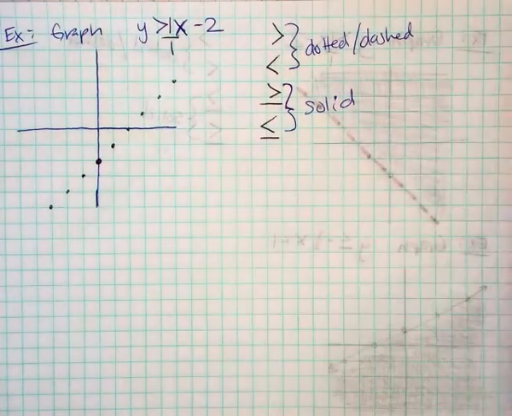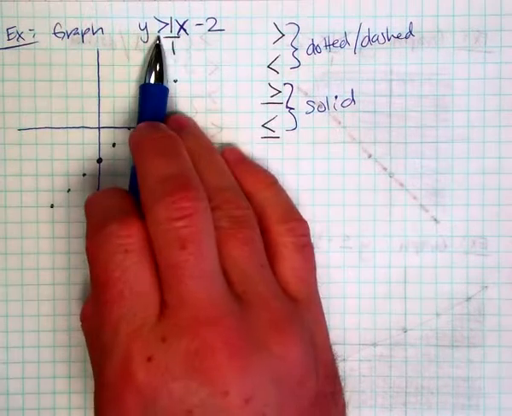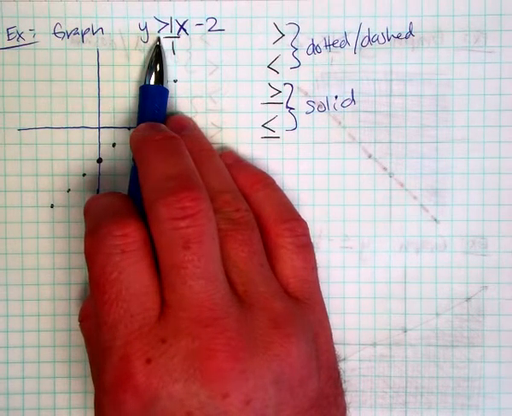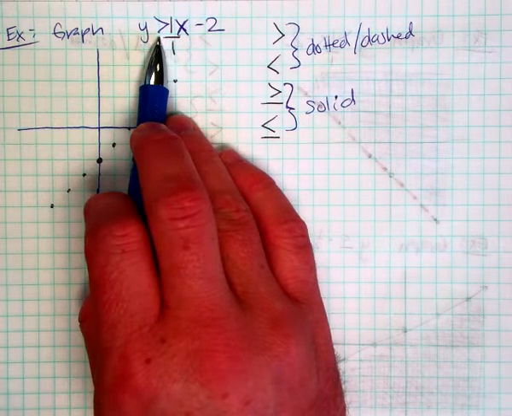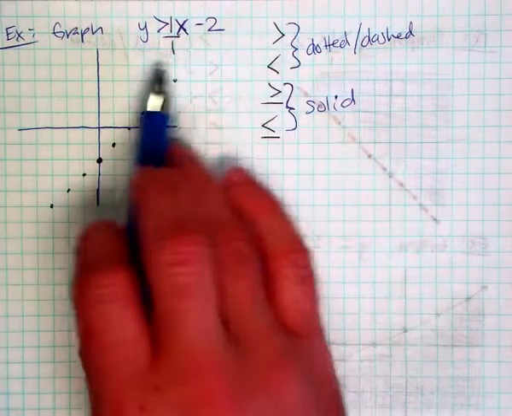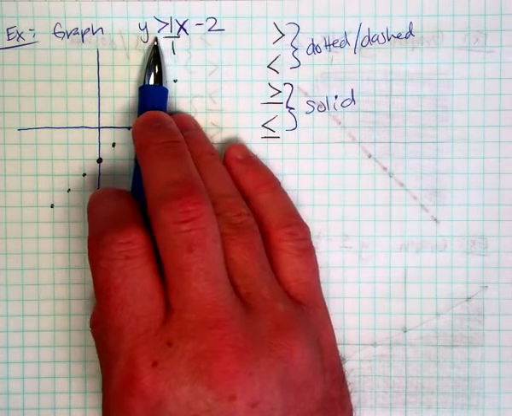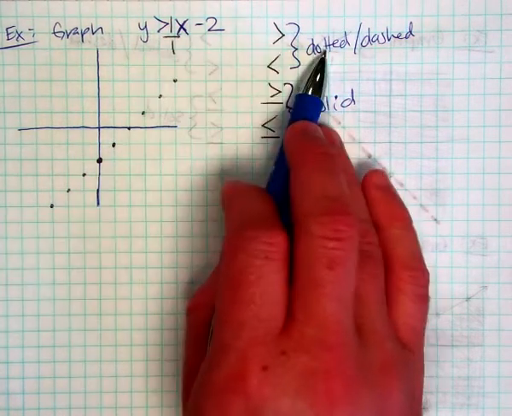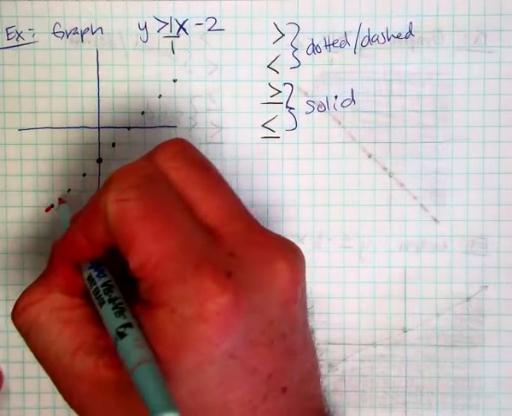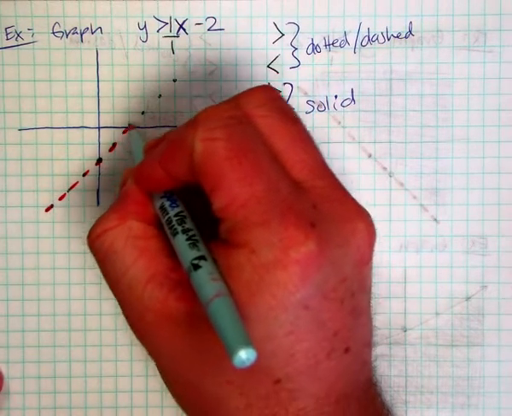So let's go back to this example. Here's the symbol we're using. Please say out loud, is this a dotted line or a solid line? This is a dotted line because it is not underlined. It just says greater than. It does not say greater than or equal to. Since it just says greater than, this is a dotted line. So when we go to connect our dots that we made, please make a dotted or dashed line to connect them.